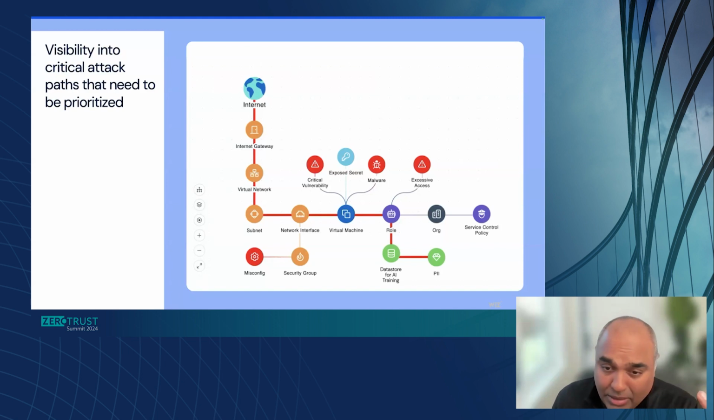Now, this could be as simple as a virtual machine that has a critical vulnerability, but happens to be exposed to the internet. But on that virtual machine resides an exposed secret and an identity role that, when leveraged, can result in PII data being exposed in that environment. So you need this level of insight that is able to tie together the different contextual elements in the cloud to piece together what is actually going on.